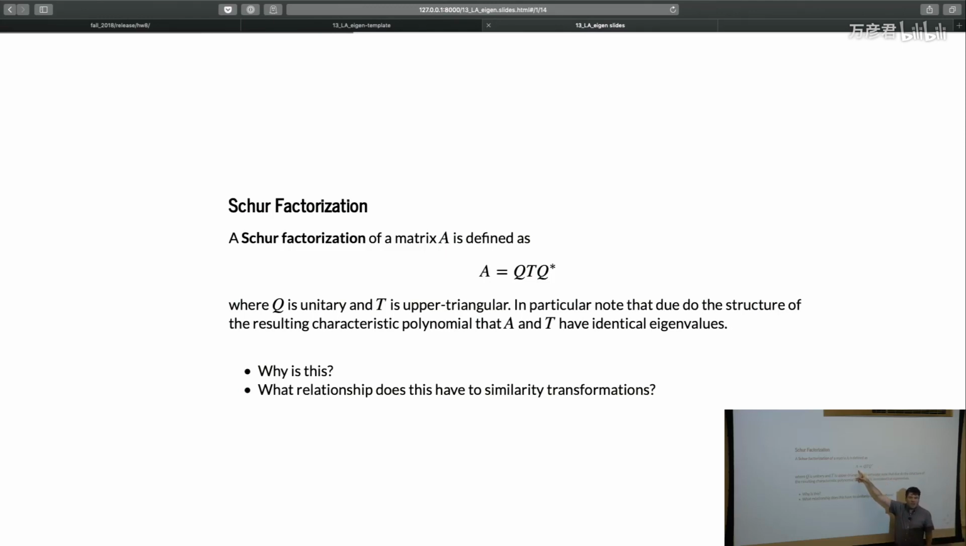So A is being, both matrices are being taken to the other thing. And then we can say, well, this T is going to have the special property that it's upper triangular. So therefore it has the eigenvalues we want. So that's why we're doing this. And this is what we want to construct.